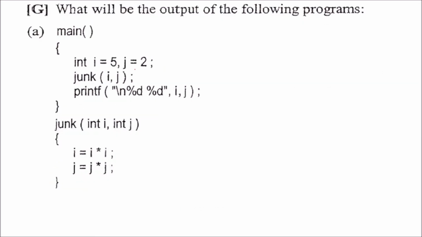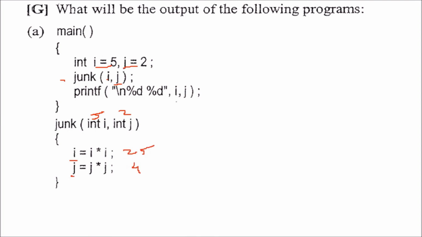What will be the output of this program? See, we are passing i and j in this function, and then this 5 will be passed to i and 2 will be passed to j. But the copy of i and j will be passed, not the actual i and j. When the result comes, i equals i into i, it will be 25 here. j will have 2 into 2, that is 4.